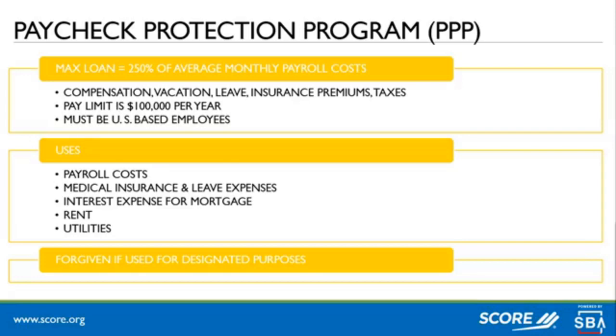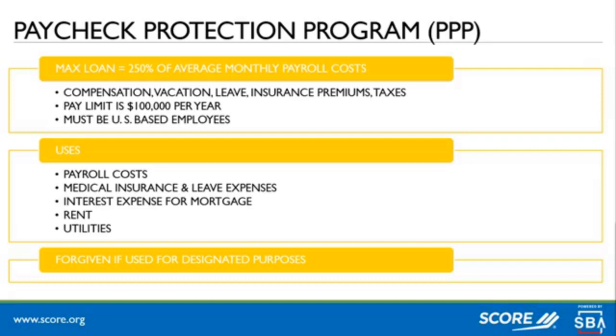Now there are a couple of exclusions. One of them is that the pay limit is $100,000 per year for an employee. So if you have an employee over $100,000 a year, that is beyond the limit of acceptable, so they have to be excluded, and it must be U.S.-based employees. So if you have somebody who's working for you overseas, that pay is not eligible for this.